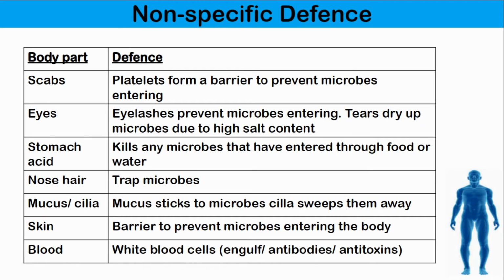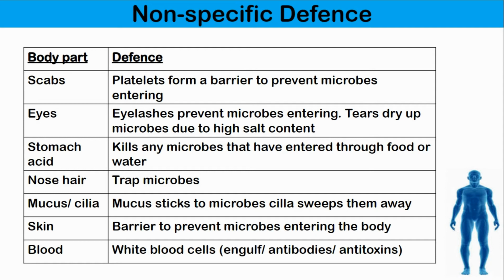Time to go through the answers. Scabs are formed by platelets. They make a barrier to prevent microbes entering your body. In the eyes, you've got eyelashes to prevent microbes from entering, and tears dry up microbes due to the high salt content, as well as having lysozyme in there, and there's a bit of a flushing effect of tears.